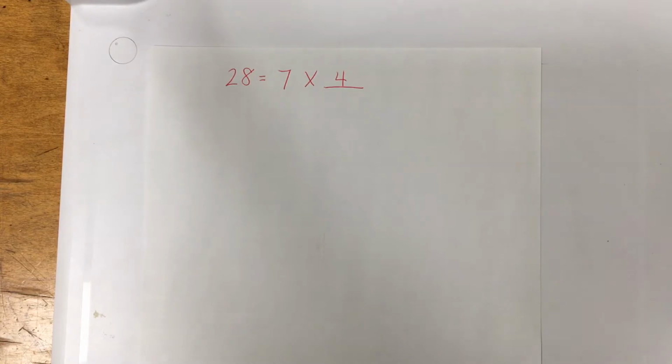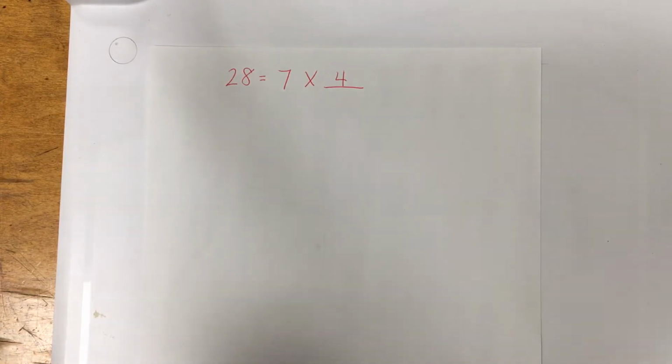If I asked, is 10 a factor of 28? Hopefully most of you would say no. How do you know? Well, 2 times 10 is 20. 3 times 10 is 30. So if you divide 28 by 10, you're going to get a remainder.